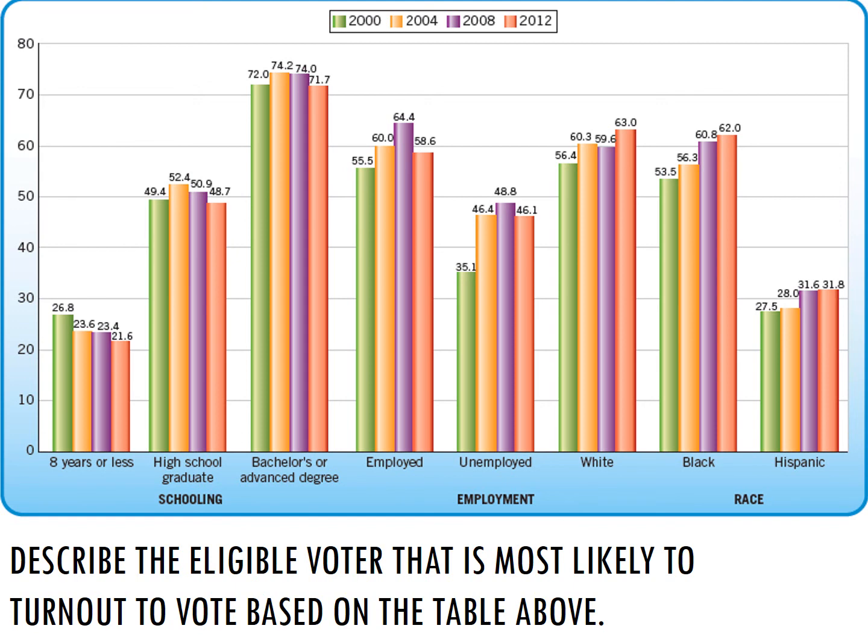So I would say the eligible voter that's most likely to turn out is going to have some sort of higher education degree. Now, if we look at employment, you can see the numbers there for those that are employed and those that are unemployed. And the numbers for employed people are much higher, again, than those that are unemployed. So the eligible voter that's most likely to turn out is going to have a higher ed degree and be employed.